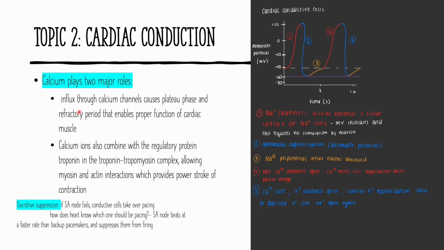This is actually in our contractile cells here, though. Influx through calcium channels causes the plateau phase and refractory period that enables proper function of cardiac muscle. Again, that's in our contractile cells, and that's a separate action potential. And then also, calcium ions combine with the regulatory protein troponin and tropomyosin complex, and that allows myosin and actin interactions, which provides the power stroke of that contraction.